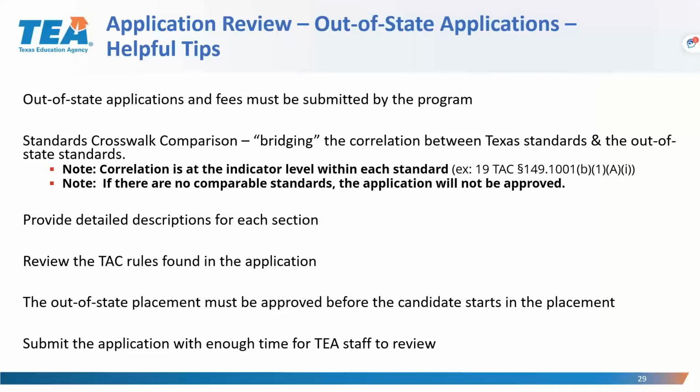The standards crosswalk comparison can be looked at as a bridging of the Texas standards to the out-of-state placement standards. For each Texas standard, the program should identify the related standard from the out-of-state placement. Programs should list the standard in its entirety to ensure TEA can verify the correlation between the standards. Please note that the bridging between the correlation of standards should include the indicator level within each standard as shown on the previous slide for the Commissioner's Texas Teacher Standard.